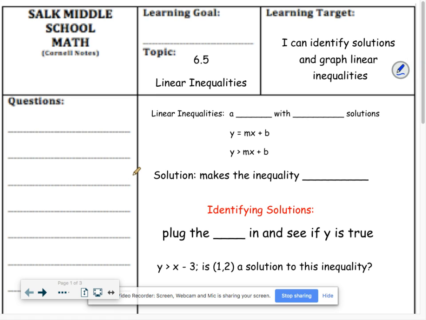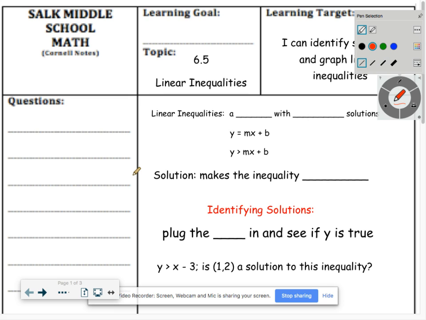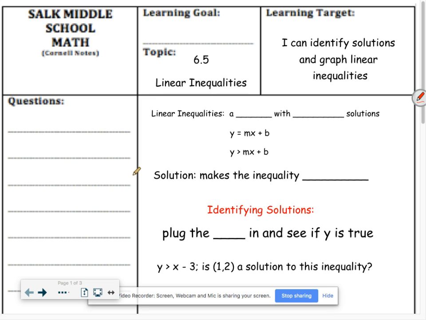But before we get to that cool portion, what we need to learn how to do is graph a linear inequality. So your learning target: you can identify solutions and graph linear inequalities today. And just to remind you, inequalities mean greater than, less than, greater than or equal, less than or equal. What we've been used to is y equals mx plus b, but now we're going to have an inequality, like y is bigger than mx plus b, or y is less than mx plus b.